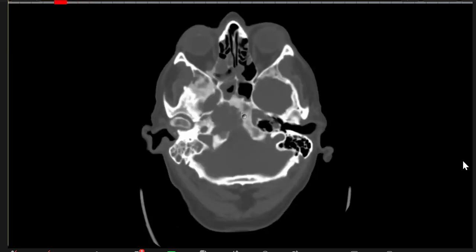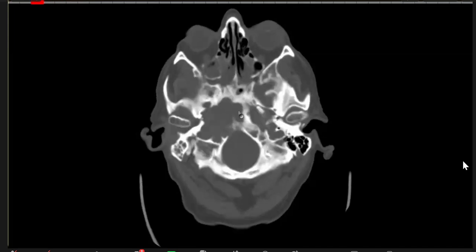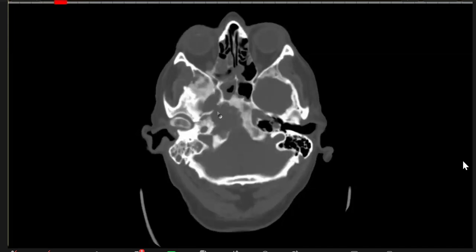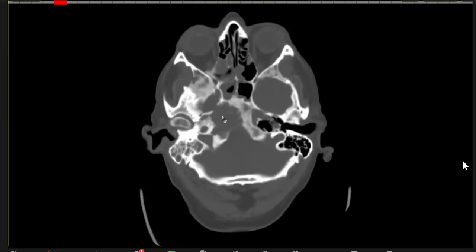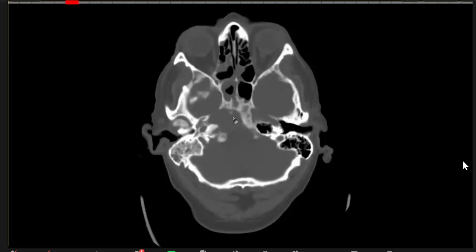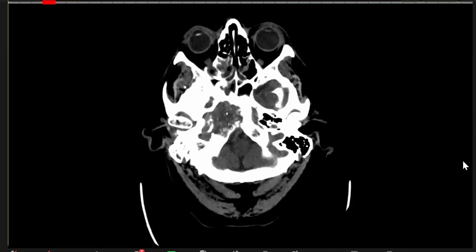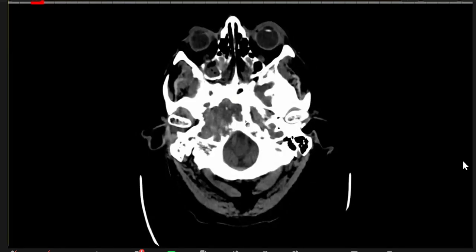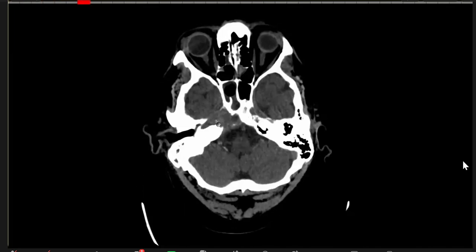So see how it is eroding the clivus, and this is the center, and it is slightly off center. A chordoma will be more midline. This is slightly more lateral. You can see a bit of calcification. If I change the window for you, you will see a bit of calcification in the lesion. So that is what happens in a chondrosarcoma. Slightly off midline, and you call it.